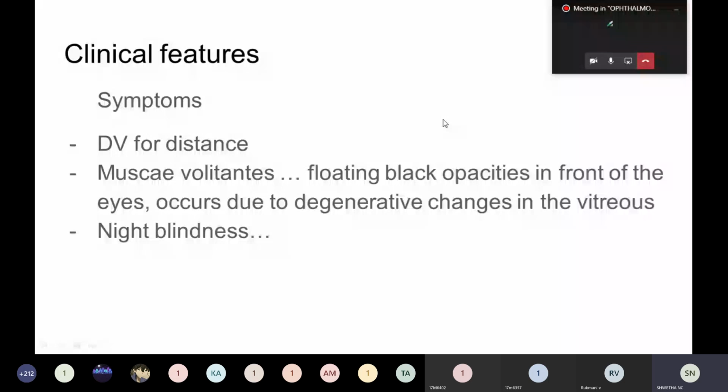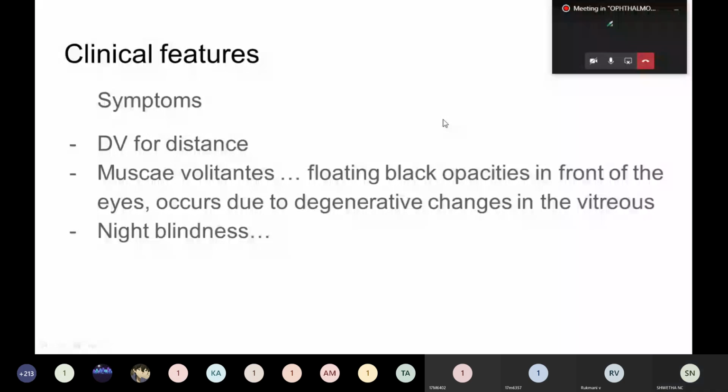So what we call the muscae volitans. Muscae volitans is nothing but floaters. So they complain of floaters, something moving in front of the eye, black opacities, mainly because there are degenerative changes occurring in the vitreous. When you move your eye to the right or left side, the opacities also will move. So this is mainly because of the degeneration in the vitreous. The next complaint will be night blindness.